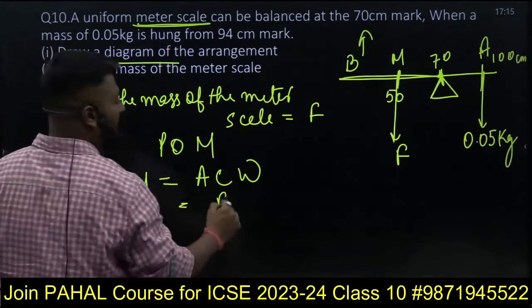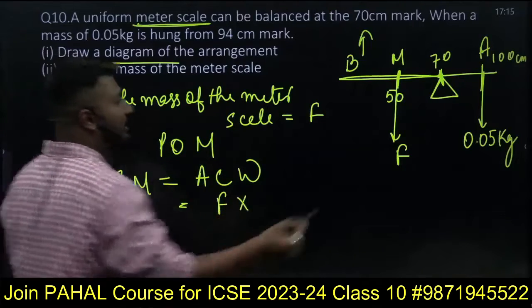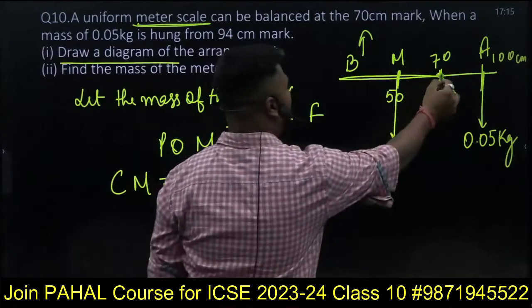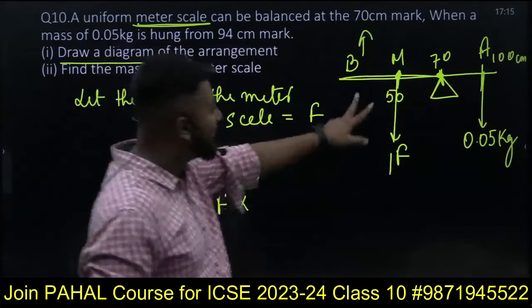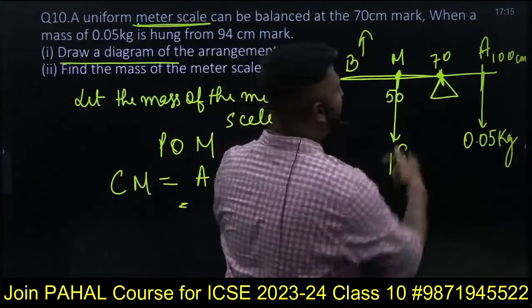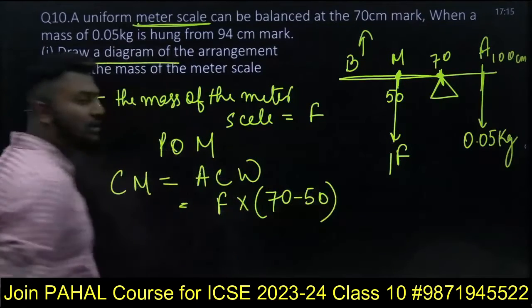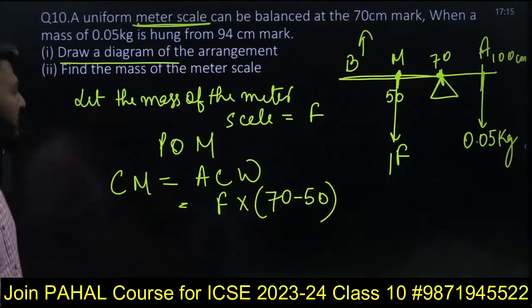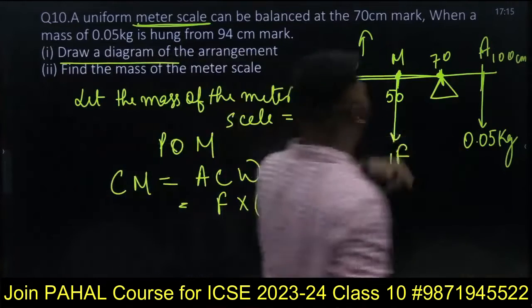Anti-clockwise moment would be equal to the mass of the scale, that is F, into the distance between the pivoted point to the point where the mass is situated, right? So the distance between these 2 points would be equal to what? This would be equal to 70 minus 50. Yes or no? Similarly, clockwise moment would be equal to what? So this mass is hung at which point?